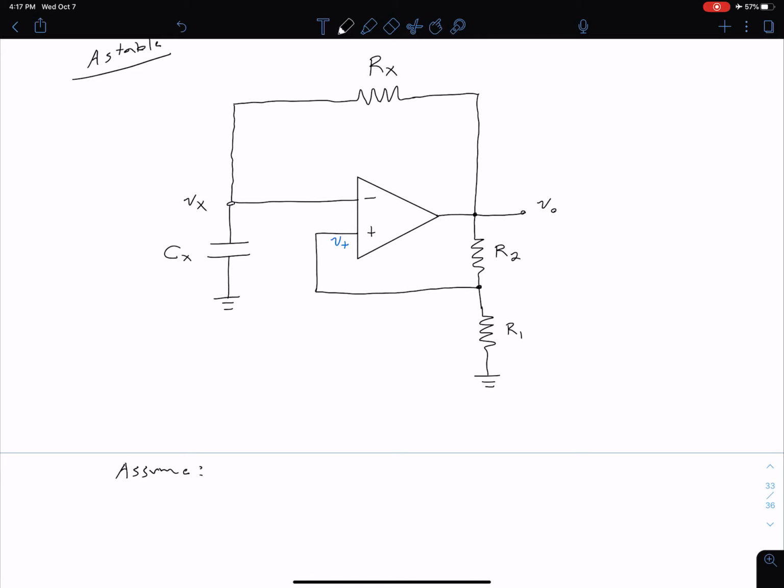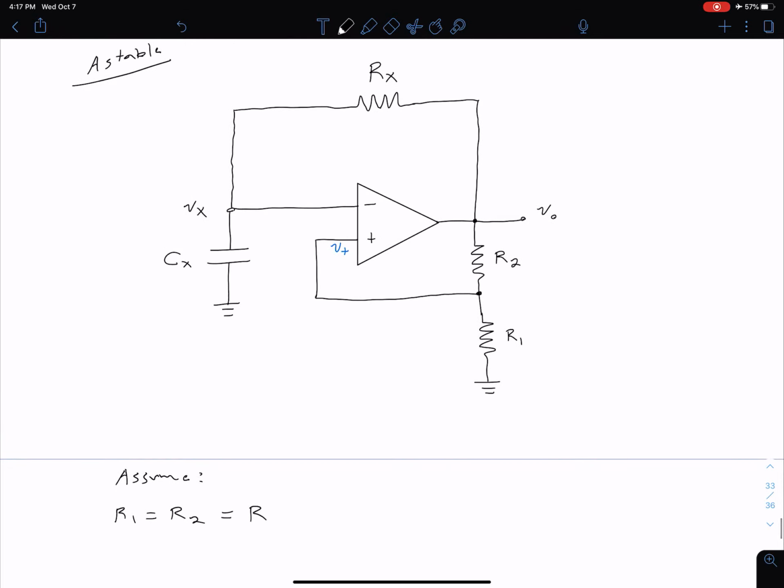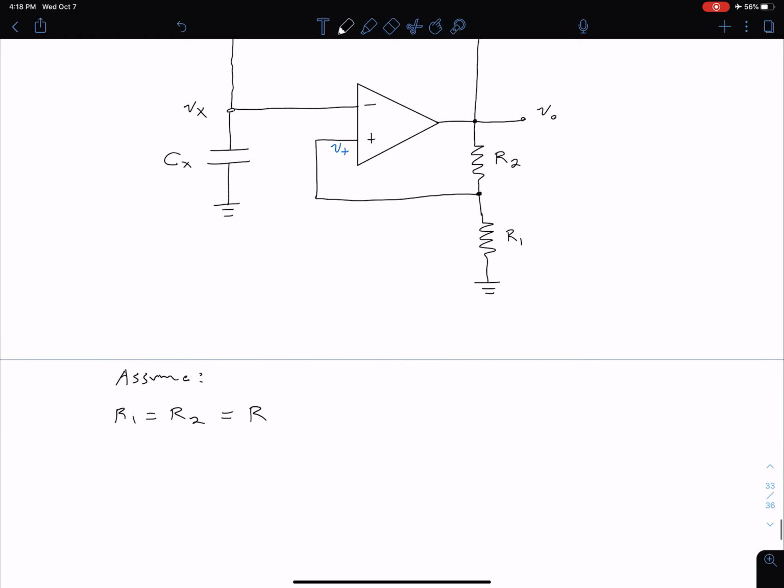To make things a little easier, let's start out by making this general assumption that R1 is equal to R2, is just equal to some value R. So we're saying that those two are equal. And that's going to be handy because what we can see is we have a voltage divider here. So if they're equal, we can just say it's going to be half of the value. We don't have to worry about calculating ratios there.